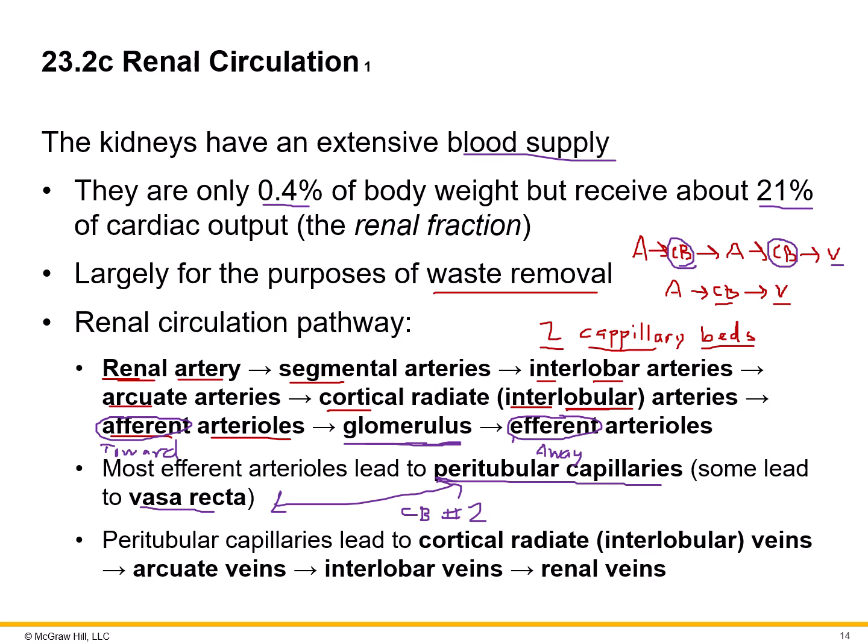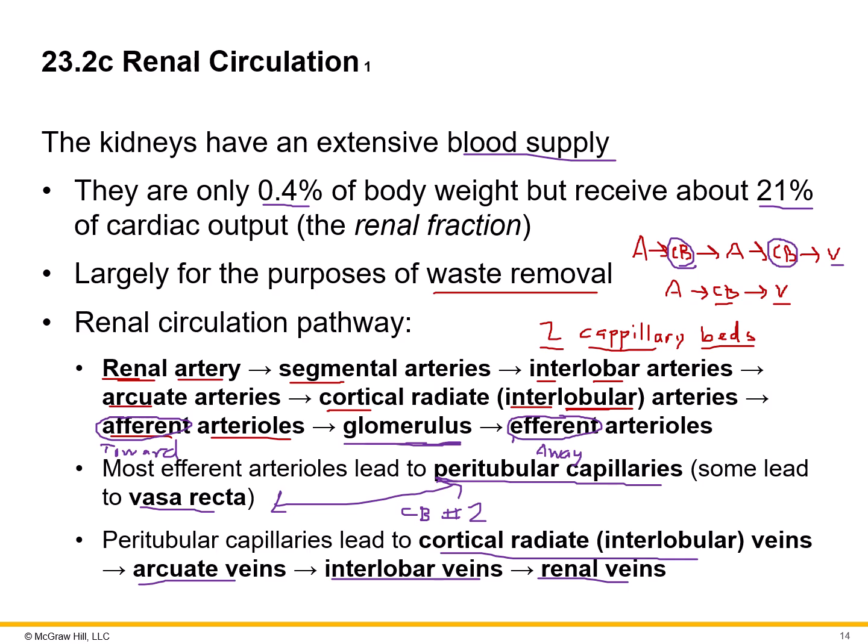All right, once we have hit capillary bed number 2, we can finally move into the veins. Okay, we are now returning that blood to the heart. So it's pretty much the same thing, just reverse order. All right, we get interlobular veins. These are the small ones. They go up to the arcuate veins, interlobar veins, and then renal veins.